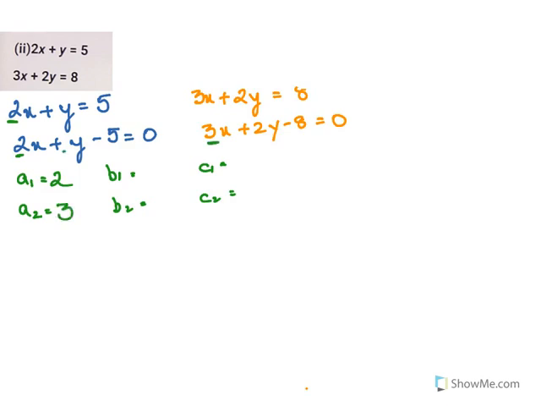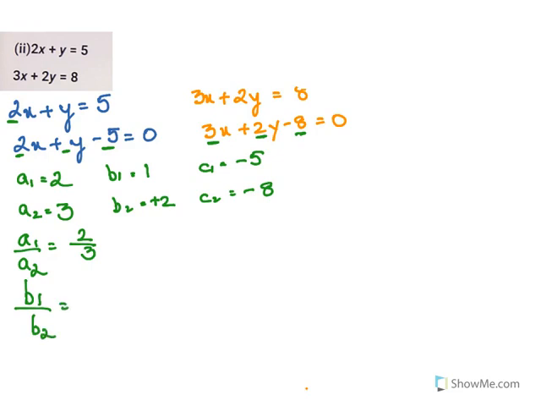Your b1 is 1, your b2 is plus 2, your c1 is minus 5, and your c2 is minus 8. Let's check what A1 by A2 is: 2 by 3. B1 by B2: 1 by 2. C1 by C2: minus 5 over minus 8.